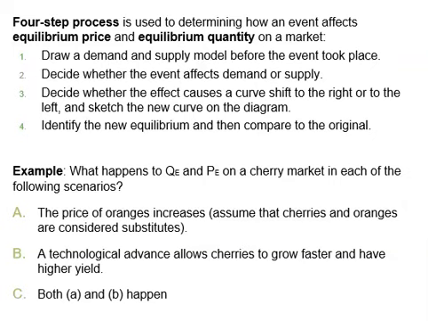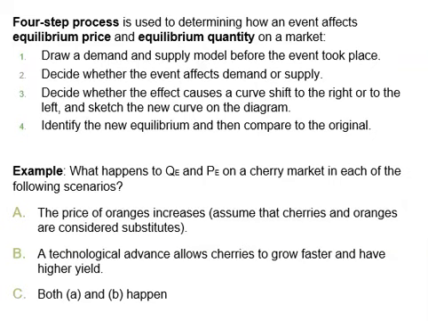We will look at 3 examples on a cherry market. First of all, in part A, we will apply the 4-step process to see what happens to the equilibrium quantity and price if the price of oranges increases. Assume that cherries and oranges are considered substitutes. In part B, we will see what happens to the equilibrium quantity and price of cherries if there is a technological advance that allows cherries to grow faster and have higher yield.